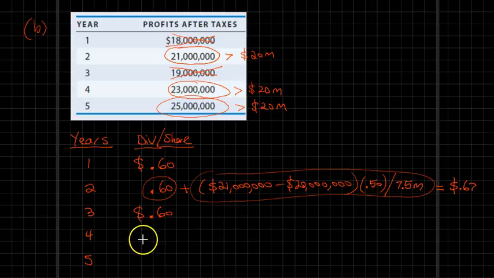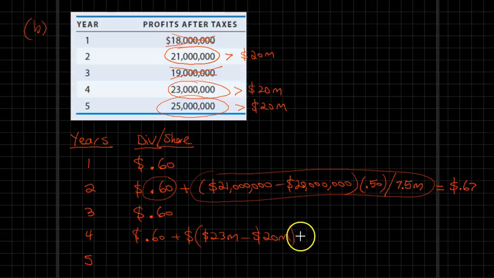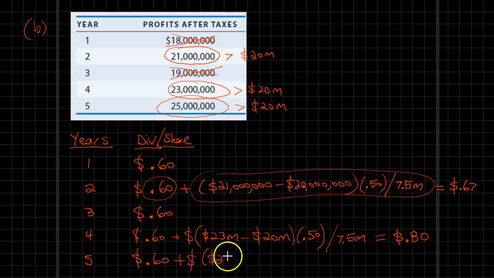How about year 4? Pretty much the same way. We will have the 60 cents guaranteed, but in addition, we will exceed $20 million by $3 million in year 4, and we are giving out 50% of this excess. However, we still need to divide the whole thing by 7.5 million. By adding 60 cents with this, we get that the dividends under this condition would be 80 cents. And finally in year 5, again 60 cents base, and then we are exceeding it by $5 million.